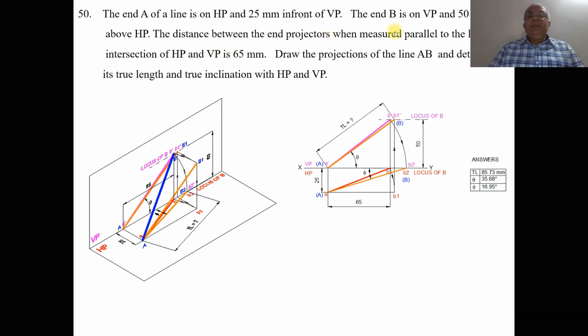Then the distance between the end projectors when measured parallel to the line of intersection of HP and VP is 65 mm. So that means you have one end projector here, and the distance to the other end projector from here to this line is 65 mm. That is what we have shown here. This end projector will always cut the locus. So it is cutting the locus of B in the front view here, and it is cutting the locus of B in the top view here. Therefore, you will get b dash here and small b here. Then join a dash b dash with a dark line, and join ab with a dark line. So we have got the top view and the front view.